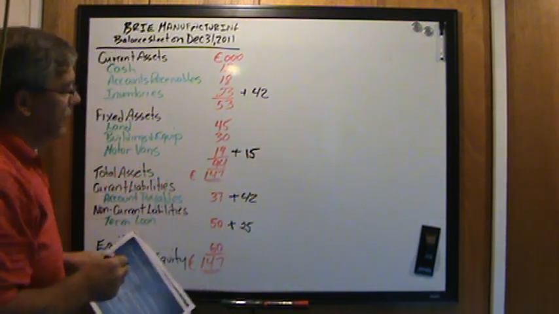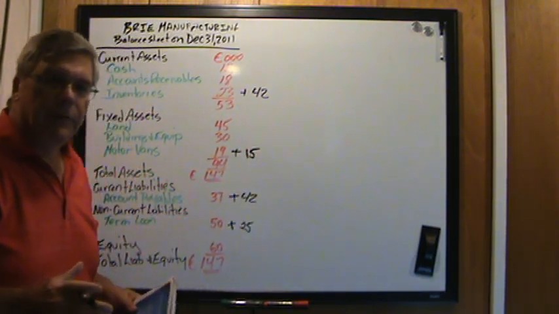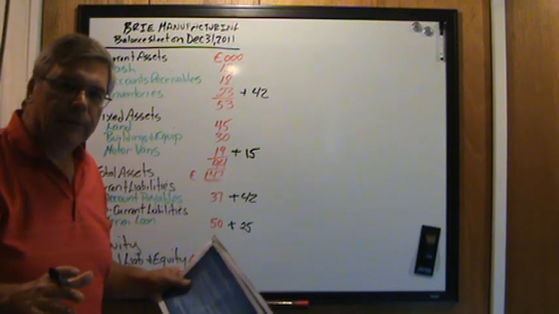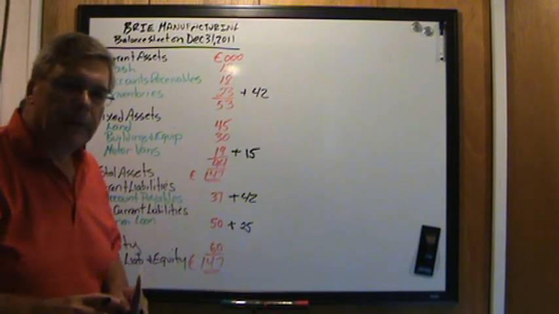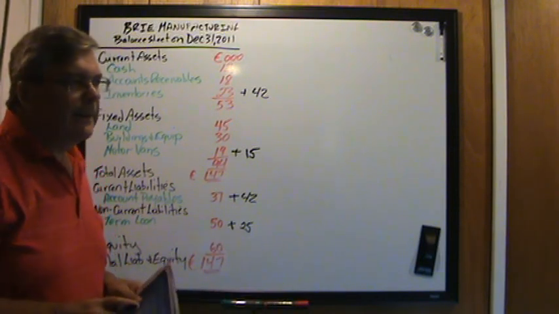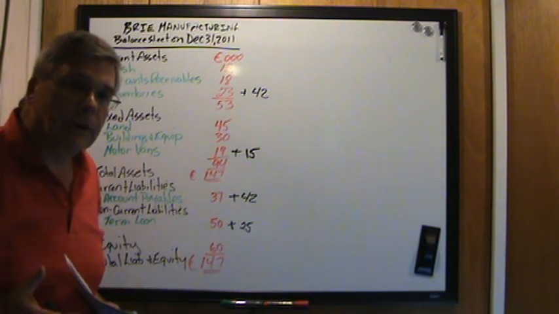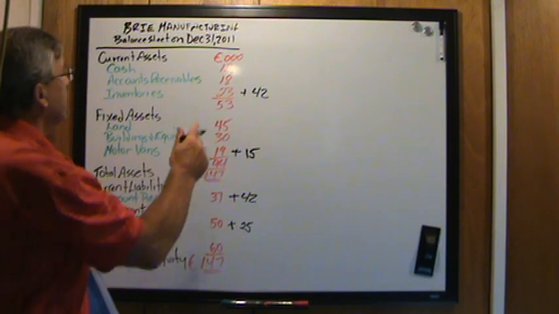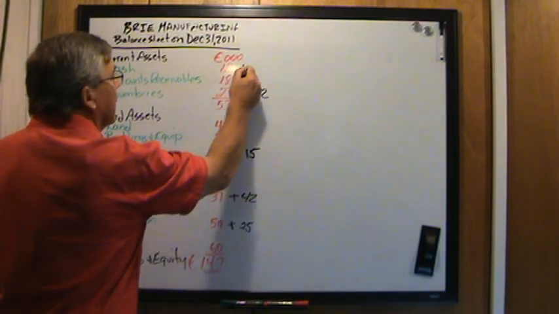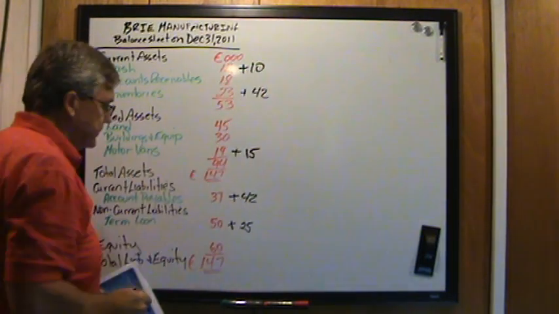Okay, so now we're still 10,000 out of balance, and you must make an assumption here that the extra 10,000 that was borrowed was just received as cash. So we're going to increase cash by 10,000.